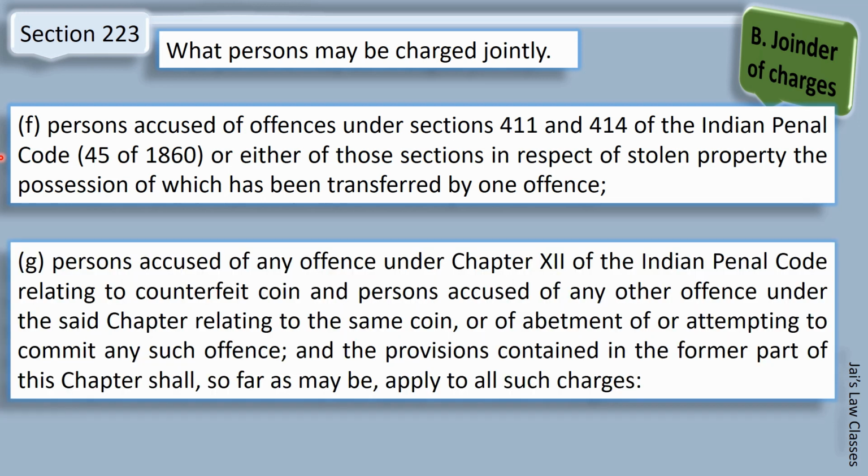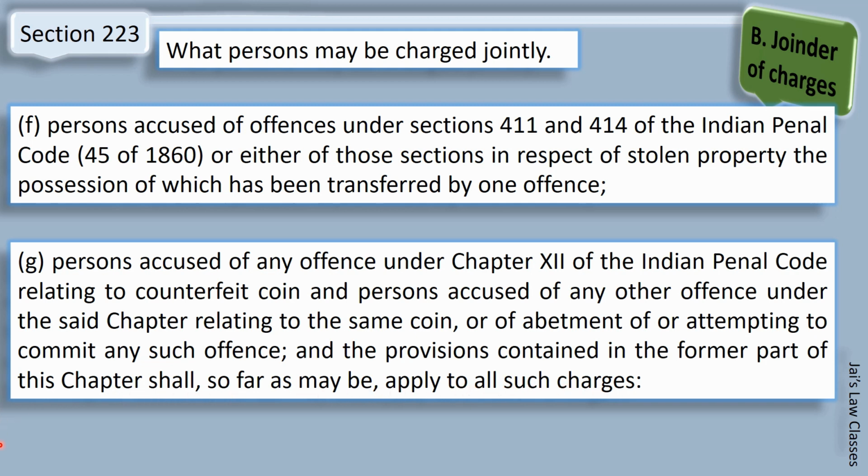G part, person accused of any offense under chapter 12 of Indian Penal Code relating to counterfeit coin and person accused of any other offense under the chapter relating to the same coin or abetment of or attempting to commit any such offense, and the provisions contained in the former part of this chapter shall so far as may be applicable to all such charges.